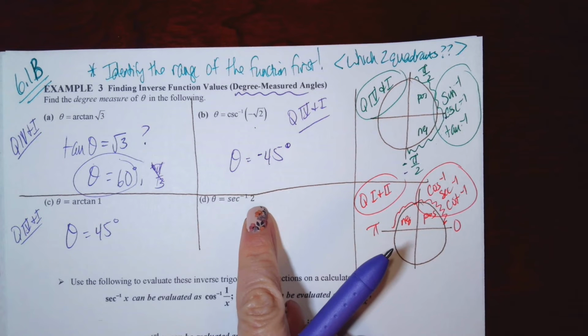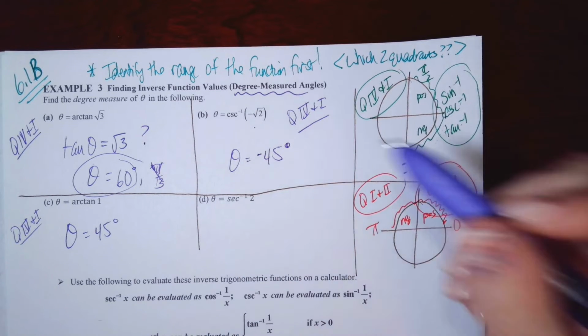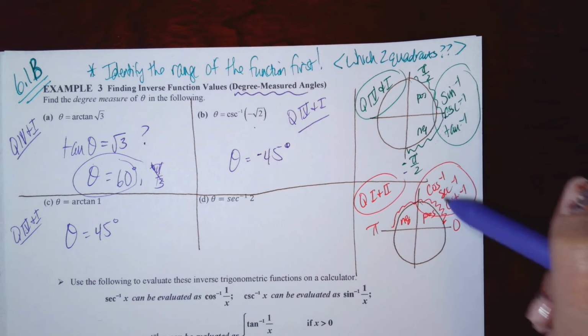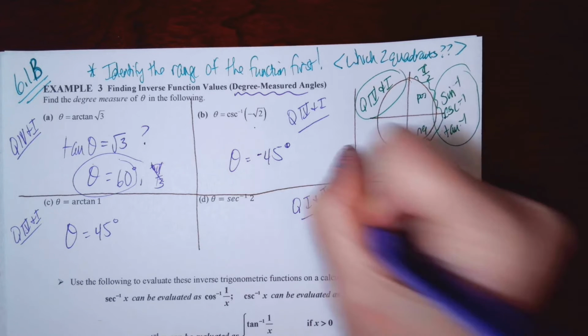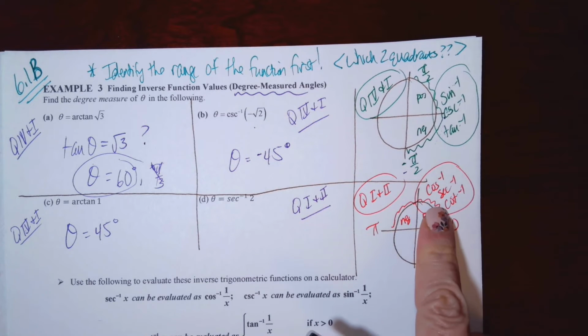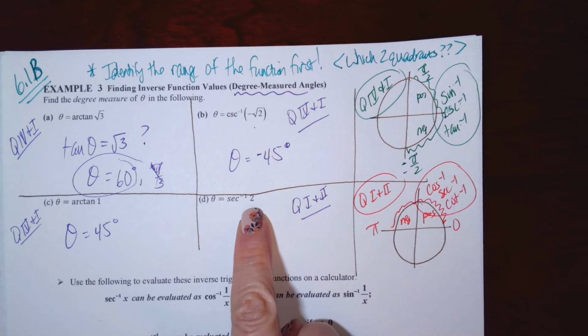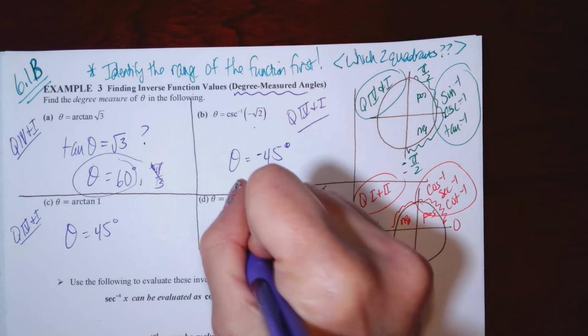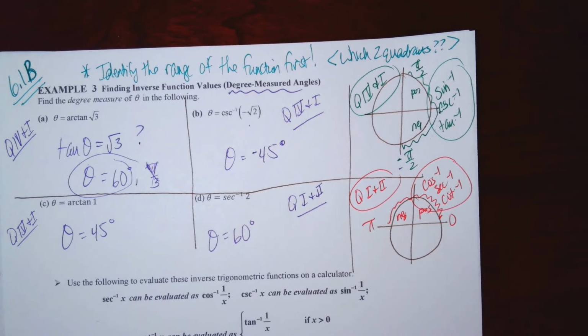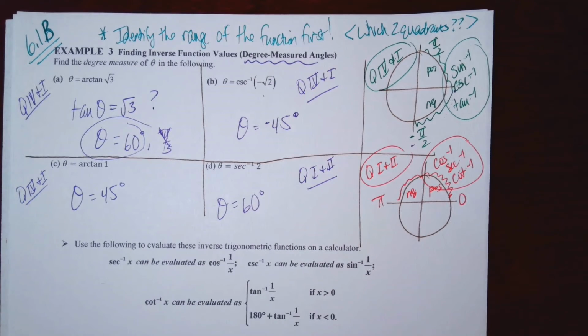Secant inverse is 2. Well, secant is a reciprocal of cosine, so it is restricted to quadrants 1 and 2. Secant is positive here, negative there. This is a positive value. Secant is a positive 2. That means cosine would be a positive 1/2. Well, that is my 60-degree angle. All right.